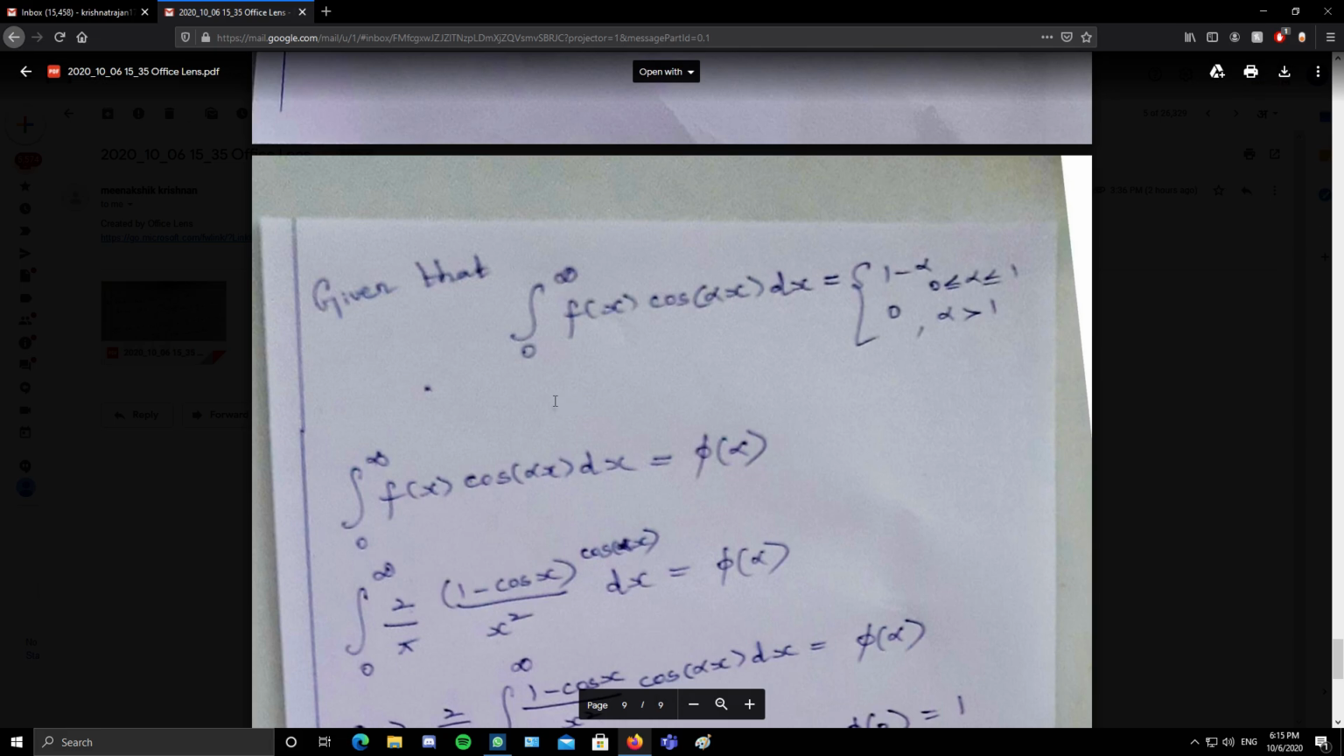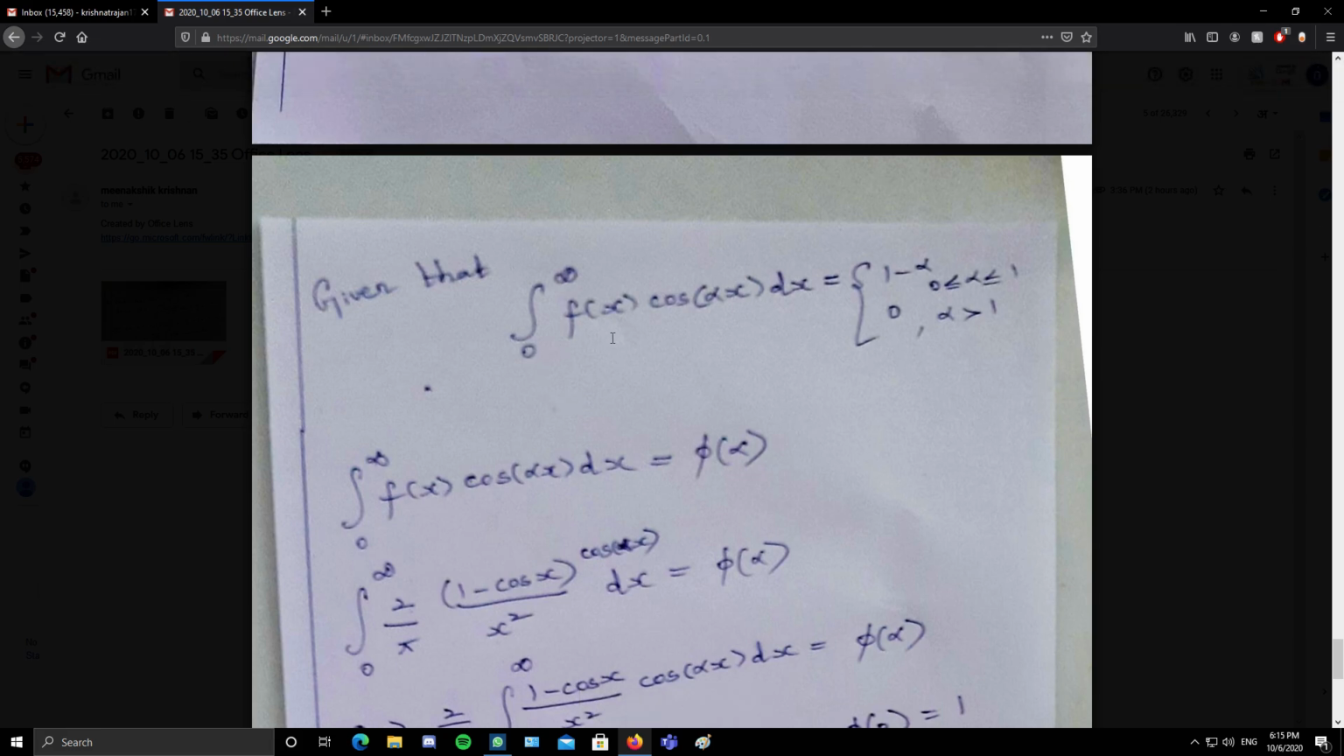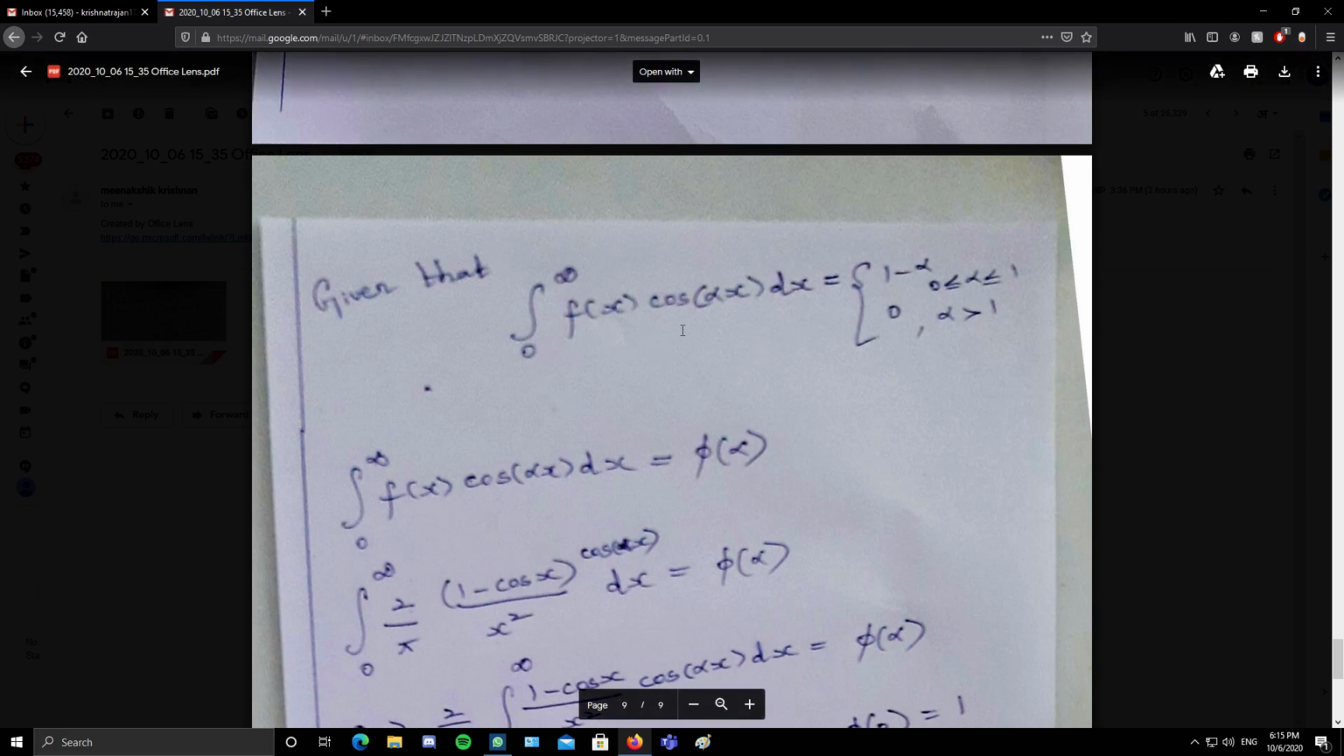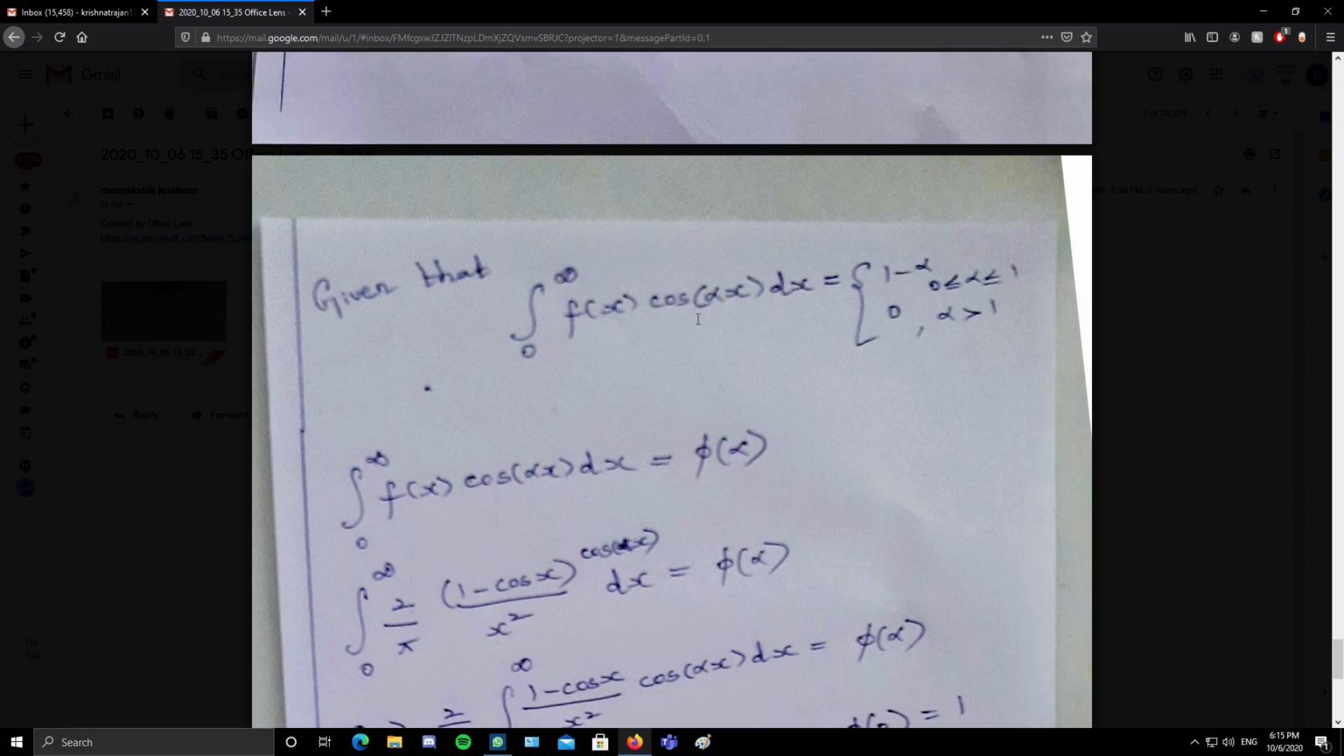Okay, now what is given? Integral 0 to infinity. This is the integral equation. You are asked to deduce the result. So integral 0 to infinity f of x cos alpha x dx is given to be 1 minus alpha when alpha belongs to the closed interval 0 1, and 0 when alpha is greater than 1, and we have taken this as phi of alpha. Now we have got f of x.